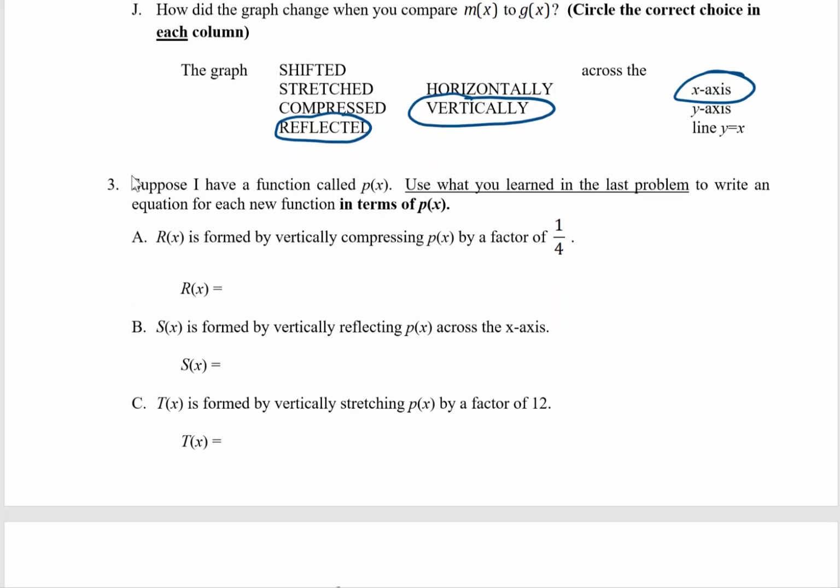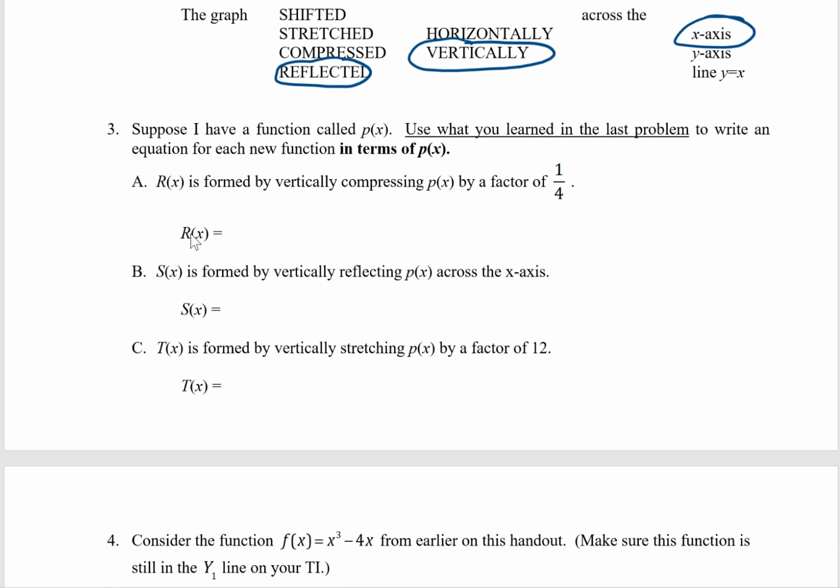Okay, so the first example, r of x is formed by vertically compressing the p of x function by a factor of 1/4. Well, we learned that the vertical compression happens when you do an outside multiplication by that fraction number. It was the second example that we did in number 2. So the answer here must be 1/4 times p of x.